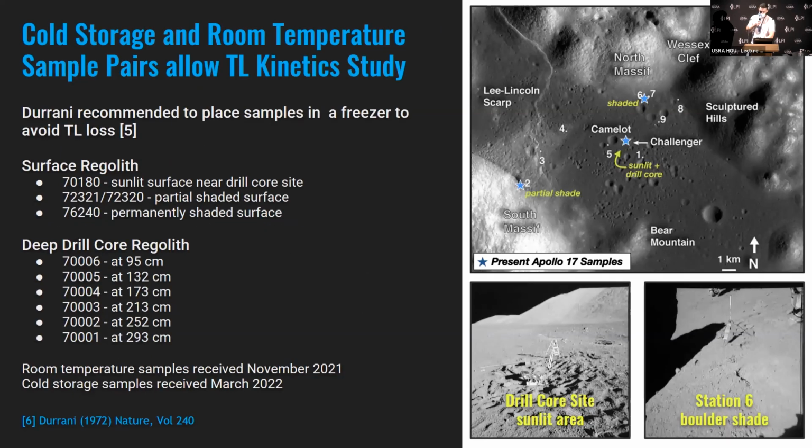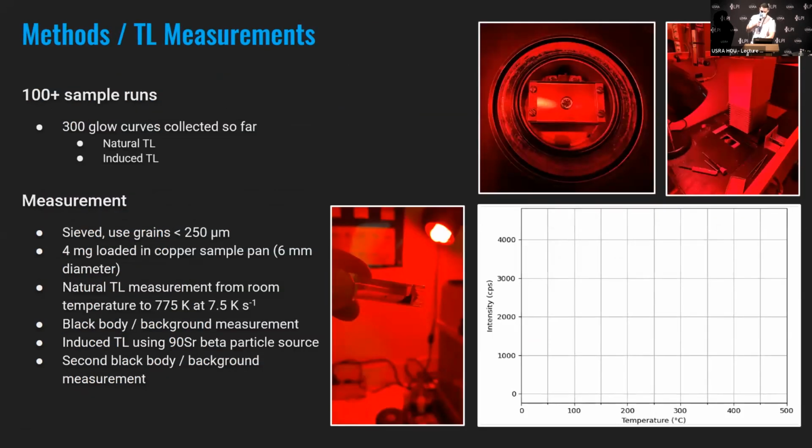Within our project, we have samples from 3 different locations close to the lander, where we have a drill core. In this talk, I'm only focusing on the surface regolith, because only measurements in the 50s and the 70s were done on these kinds of samples. So we're looking at the sunlit, partially shaded, and permanently shaded surfaces here. We got all of our samples in March, so we could actually do the full study that we wanted to do.